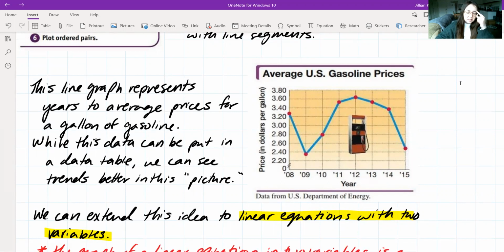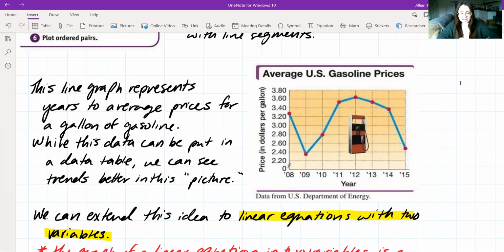This data can always be put into a data table instead, as we've seen in the past, but we can see the trends better in picture form, such as a line graph. When we have a line graph, we really see the trends that are occurring in our situation. For example, in our average US gasoline prices, we see the average price of gasoline drops right in the beginning. We see it steadily climb back up and then drop a significant amount more.